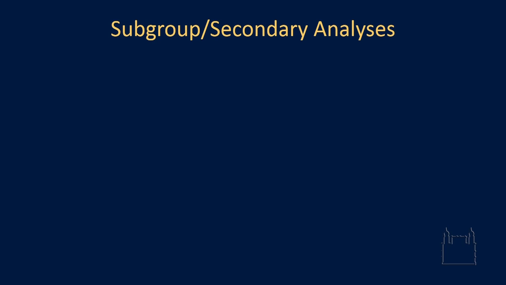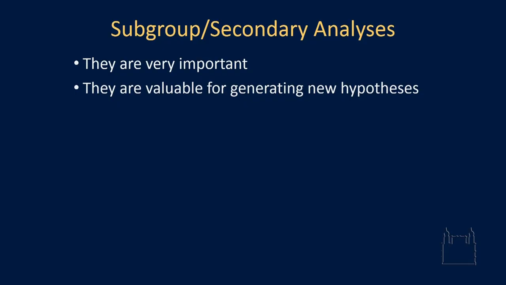Subgroup or secondary analyses are very important, as we mentioned the other day, even though maybe they're not powered and you're not going to get a significant result. They give ideas to future investigators about what's going on. And if they see the same thing over different trials, even though not significant, it may tell a real story. So they're very important. They are valuable for generating new hypotheses.